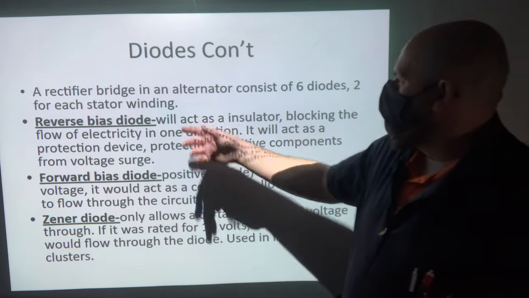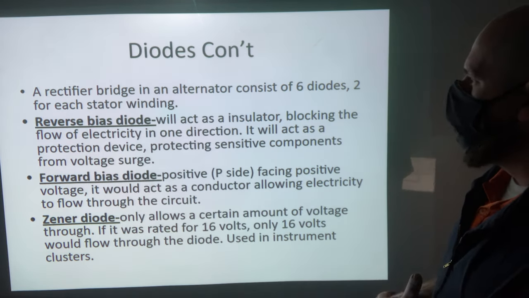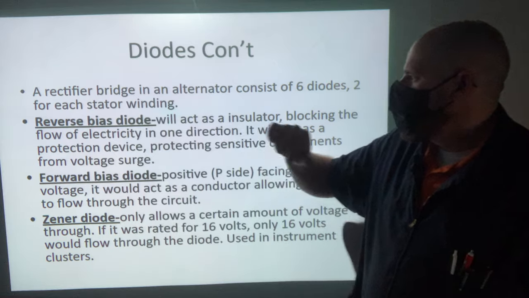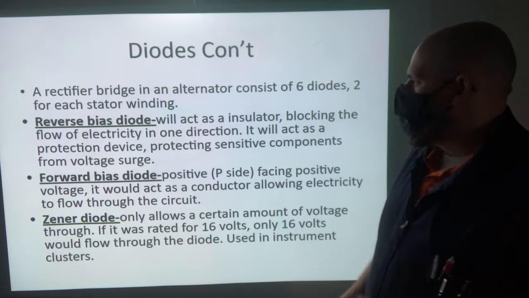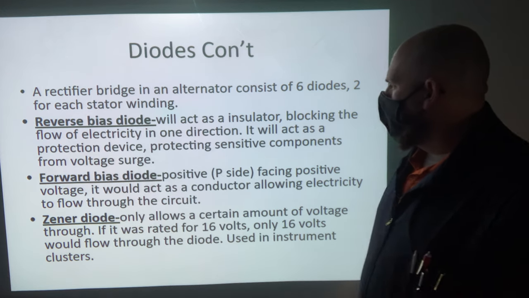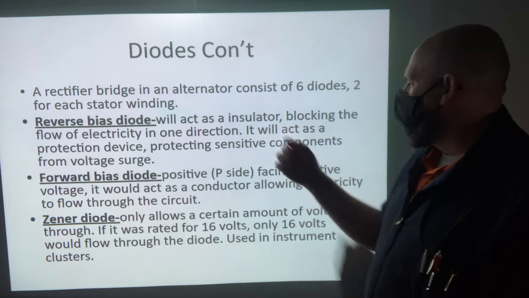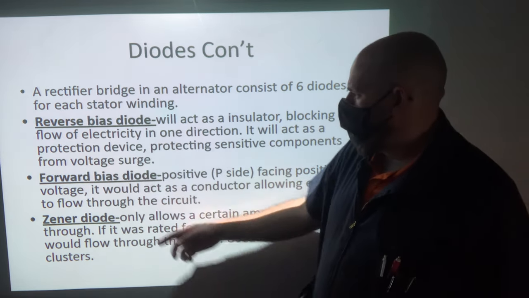A rectifier bridge in an alternator consists of 6 diodes, 2 for each stator winding. A reverse bias diode will act as an insulator, blocking the flow of electricity in one direction. It will act as a protection device, protecting system components from voltage surge.